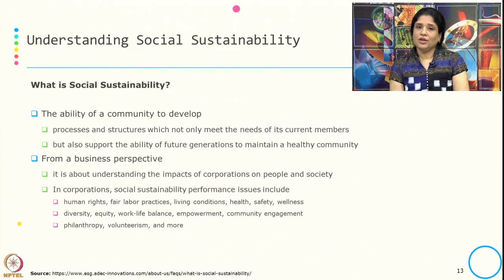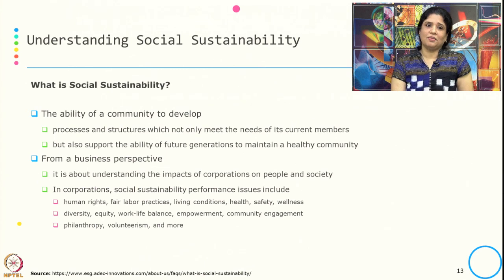Now coming to the second part of the session, to understand what social sustainability is. We know that sustainability has three dimensions: economic, environmental and social. But this sphere talks about social business and social entrepreneurship. In this context, let us understand what social sustainability is.